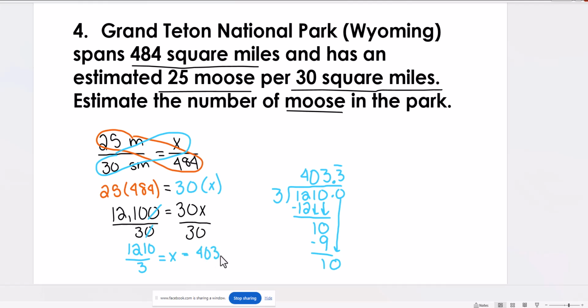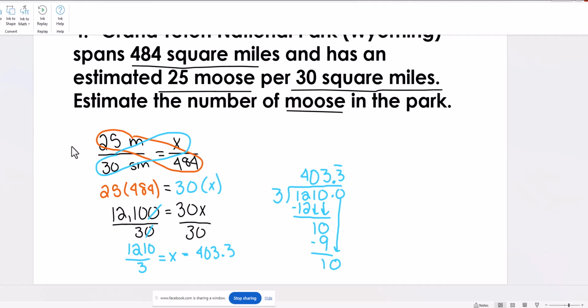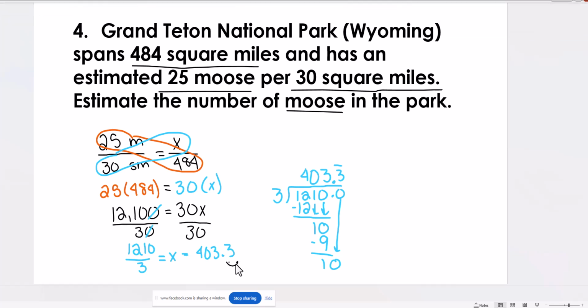Now, let's think about this for a second. Can we have 0.3 of a moose? No, we can't have 0.3. And so we always round up. Doesn't matter. We're not following the rounding rules. Remember, if we were following the rounding rules, we wouldn't round. But since we're talking about an animal, we are. So we are going to approximate 404 moose in Grand Teton National Park.